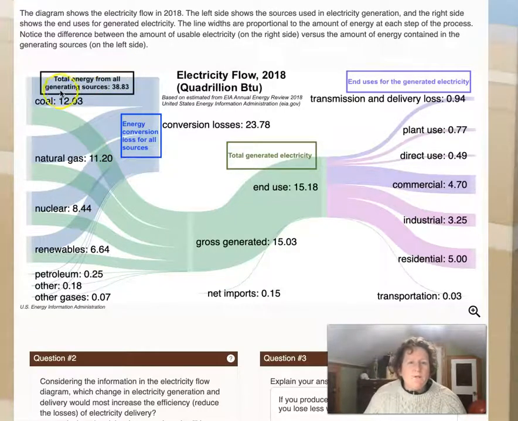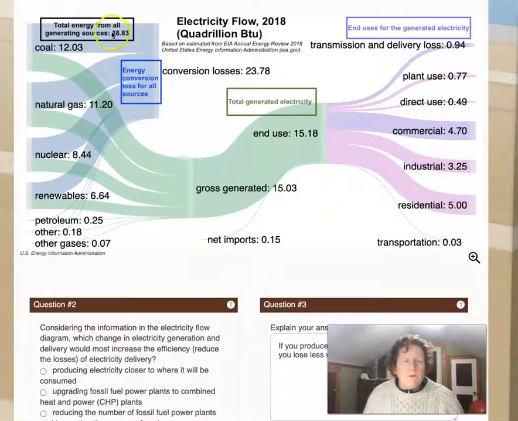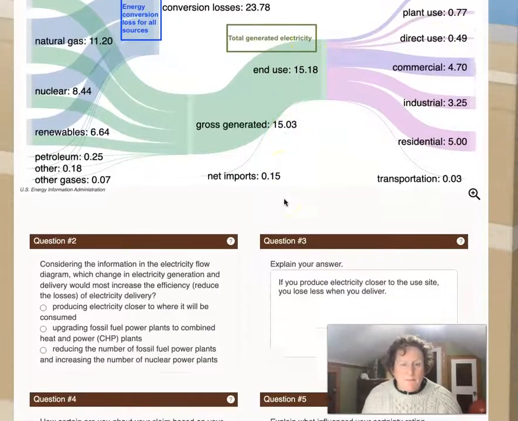So total energy from all the generating sources is 38.83, and that's in BTUs. When it gets out for end use, it's only 15.18. So we lose a ton of energy here when we convert it between like heat and electricity. There's a lot of inefficiency there. So it goes from 38 down to 15. That's pretty bad.